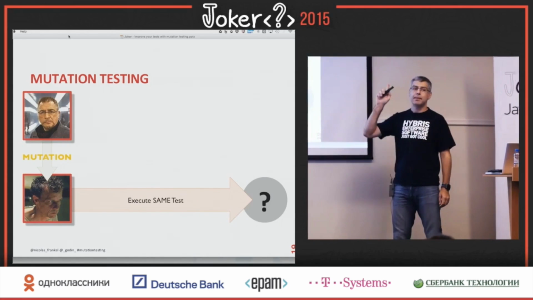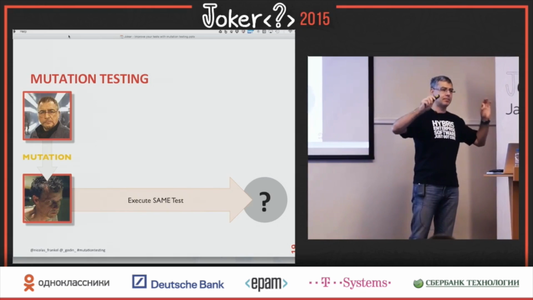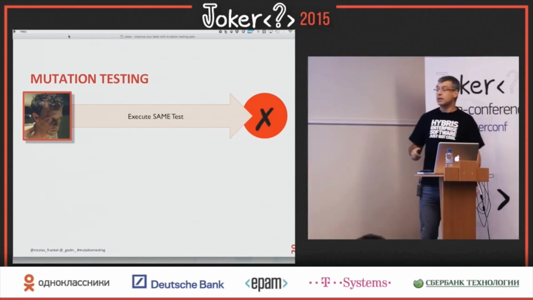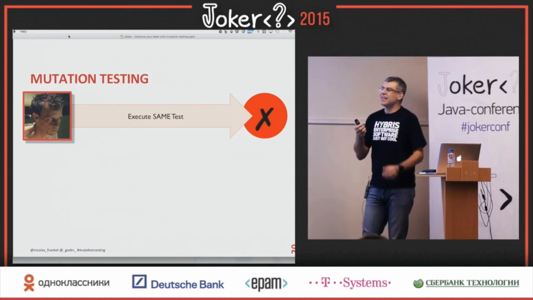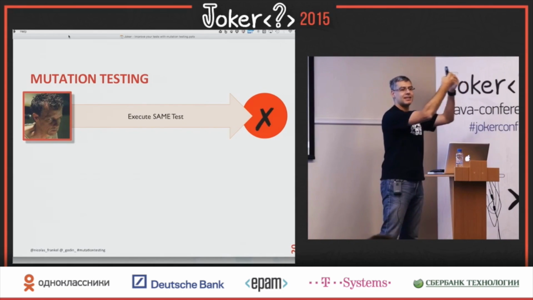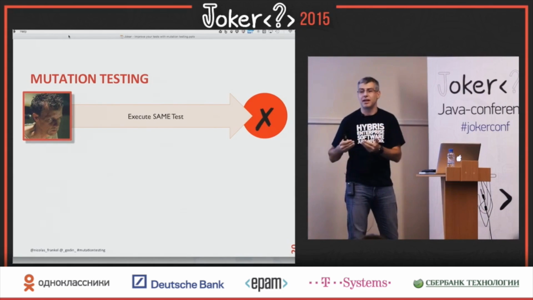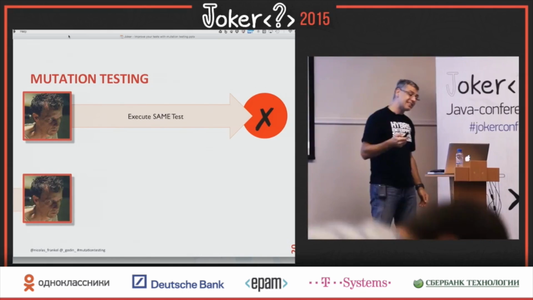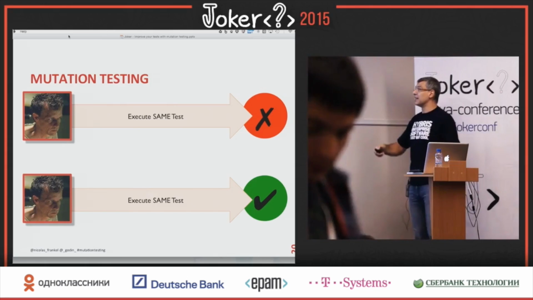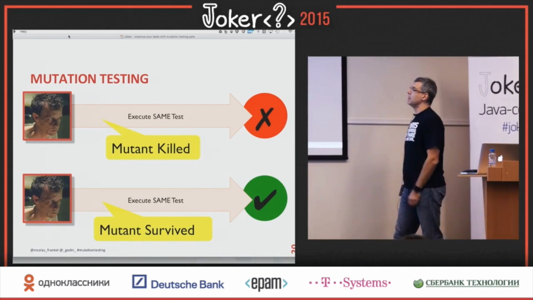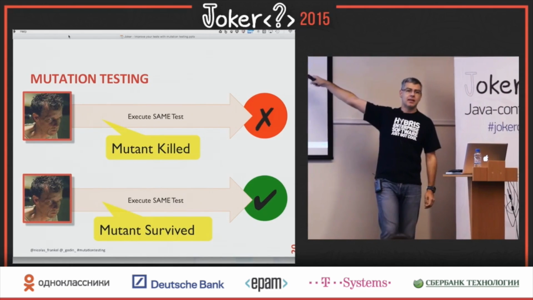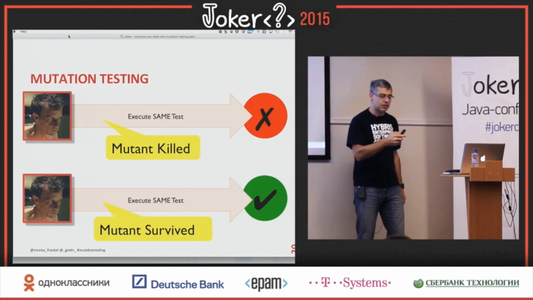And I will execute the same test, exactly the same test. And then I have two options. Either it fails, and it makes sense, because if I change my original code and I execute the same test, it should fail. And yes, I can have another option. If it's green, then something is very fishy. So in the first case, we say that the mutant has been killed. And in the second case, we say that the mutant survived.